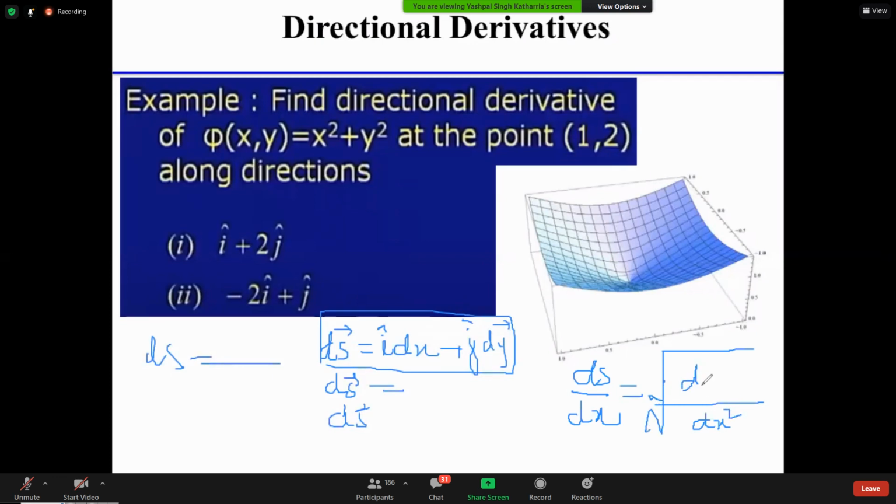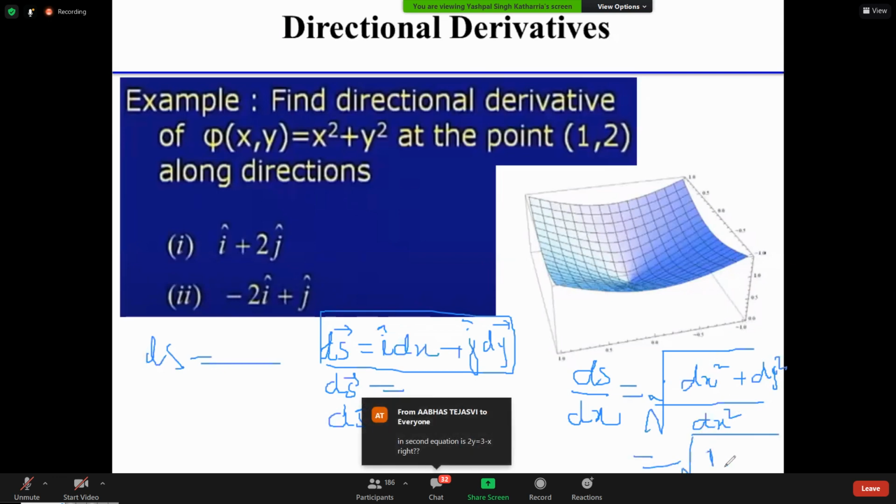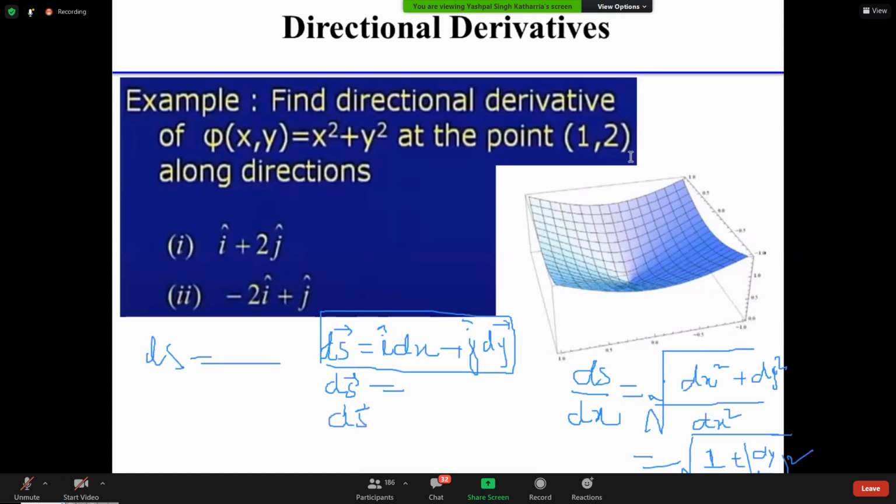So here we have dx square plus dy square, and then divided by dx square. So dx square by dx square will be 1, plus dy over dx square. Is it okay now? Yes, sir. Okay. What else?